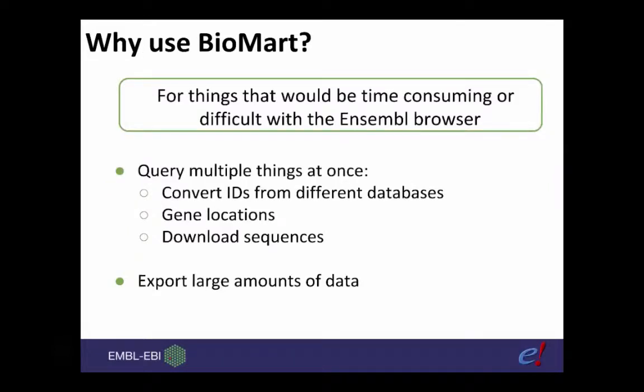So why would you use BioMart? The main selling point is that it's much quicker than what you would be able to achieve if you just use the Ensembl browser. You're able to query multiple things at once. For example, you could convert IDs from different databases. So if you have UniProt or RefSeq IDs and you want to find out what they are in Ensembl, you can use BioMart for this. You can find gene locations from a list of genes that you may have, and you can download sequences for a range of different genes, variants, and so on. So it enables you to export large amounts of data, essentially.